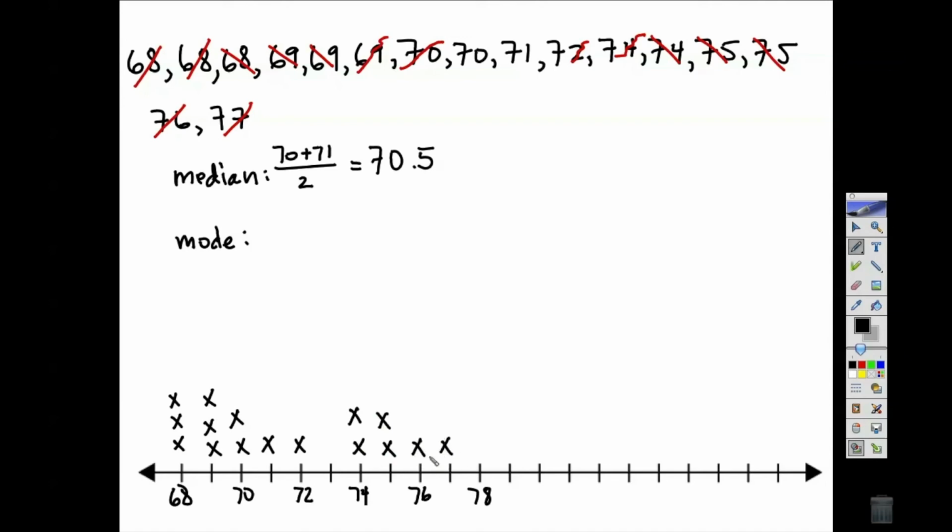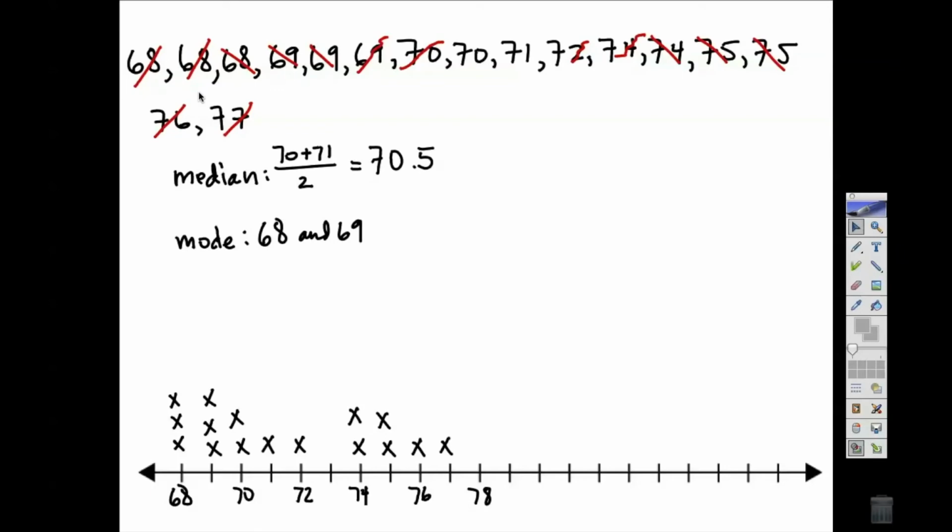All right, which one has the most X's? 68 and 69, so that means that we have 2 modes: 68 and 69. Next thing we need to find is our Q1, Q2, and Q3.